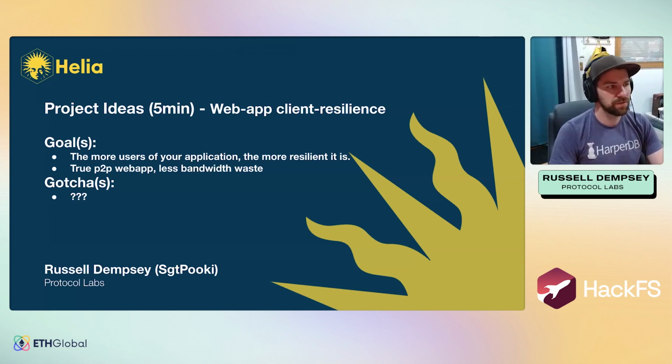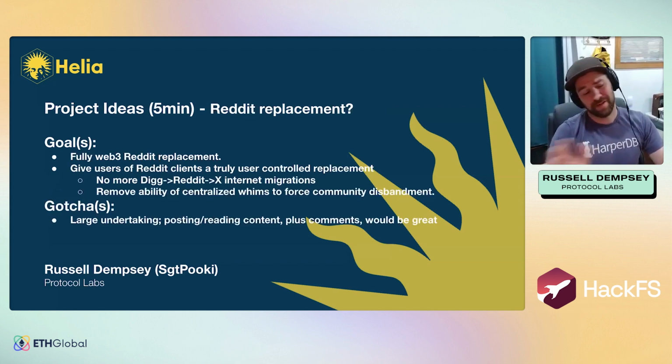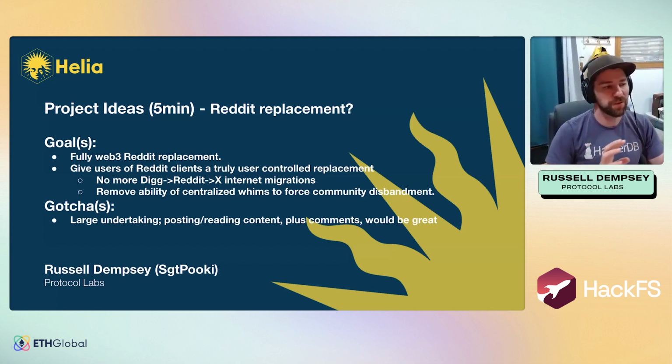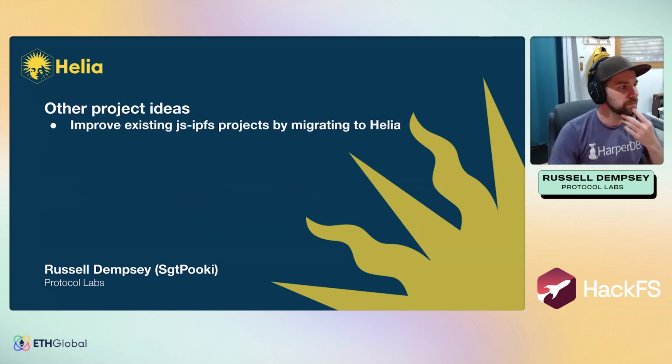Reduce your bandwidth waste, increase your resiliency the more users you have of your app. And then, if you're paying attention to Reddit at all, there's issues with Reddit. So doing a Reddit replacement using Helia could be really cool, or any IPFS implementation. That's a big undertaking, but doing parts of Reddit using Helia could be really cool. I would love to see a Reddit replacement or social network on IPFS.